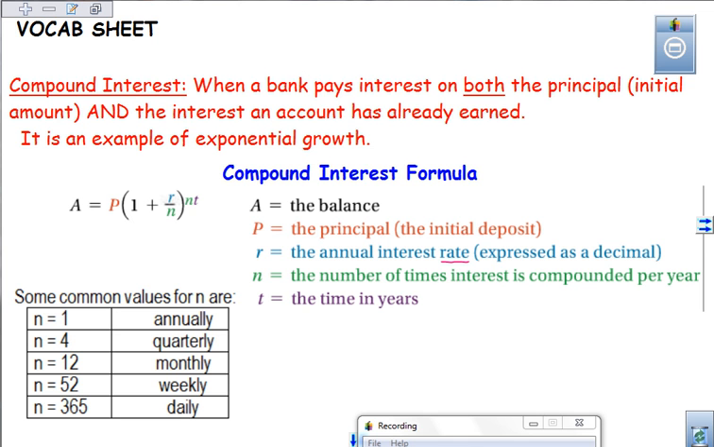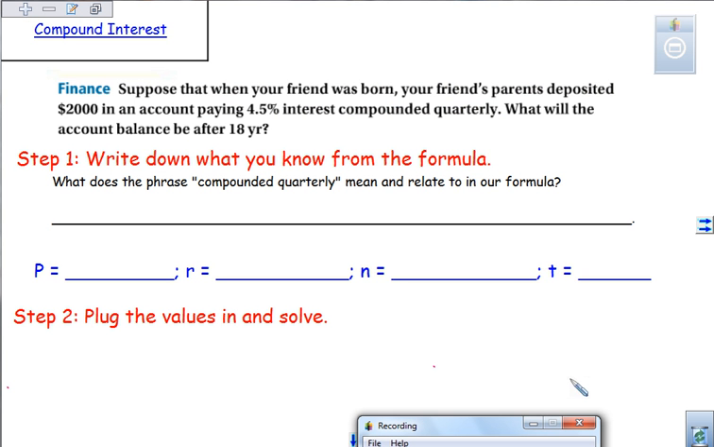So let's try a problem that involves this. Suppose that when your friend was born, your friend's parents deposited $2,000 in an account paying 4.5% interest compounded quarterly. What will the account balance be after 18 years? Write down what you know from the formula.